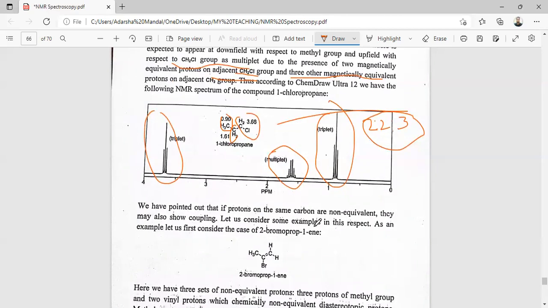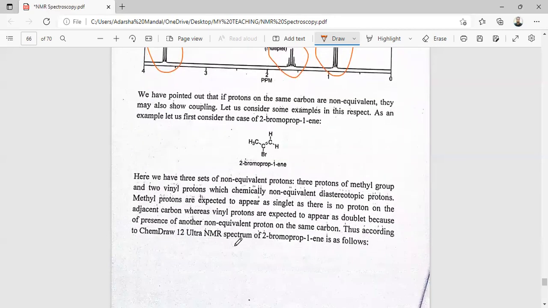So we have pointed out that if the protons on the same carbon are non-equivalent, they may also show coupling. Let us consider some examples. An example is 2-bromopropene. Here in this molecule we have three non-equivalent protons: this CH3, this H and this H.